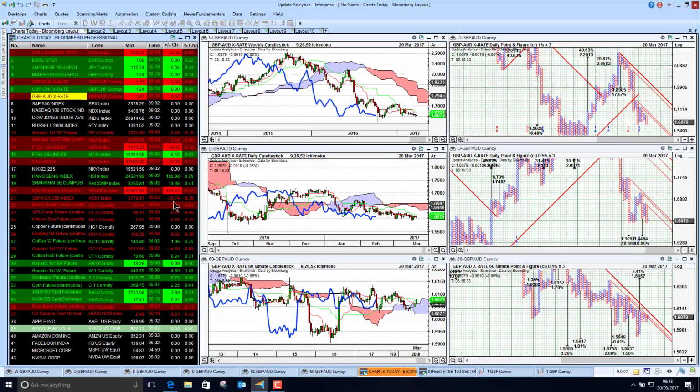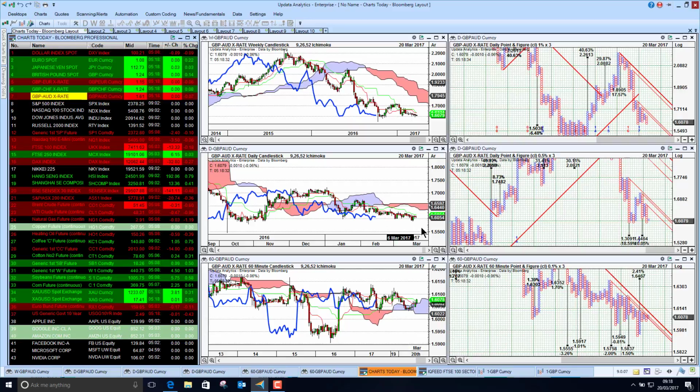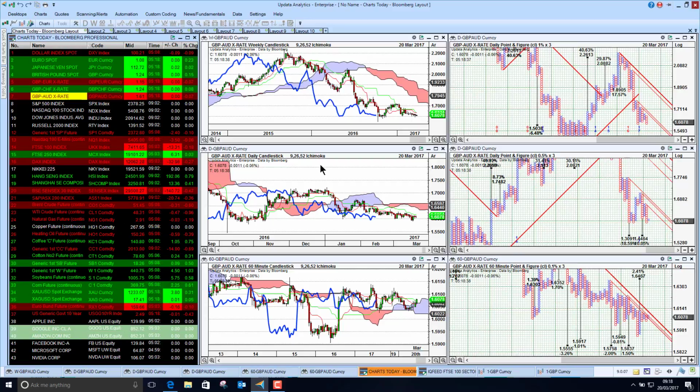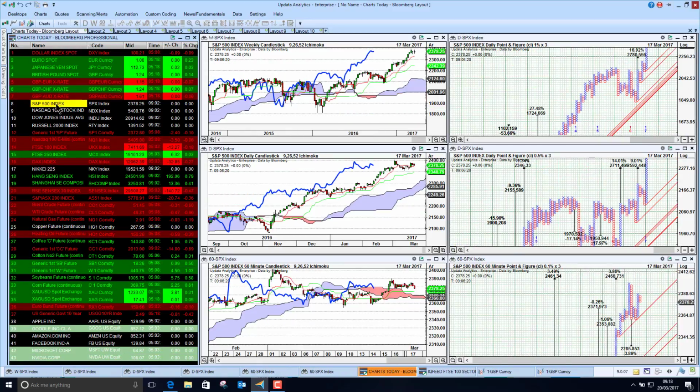Against the Aussie, the sterling hasn't really recovered that much. We see it here in the daily chart. We're just sitting at this 160 level, and we do have a lot of downside targets hanging over us here. So Aussie dollar looking stronger still.